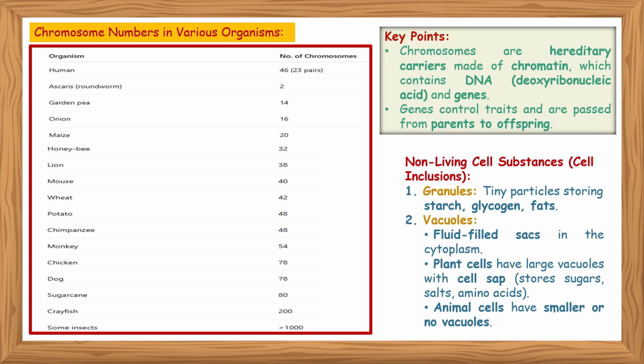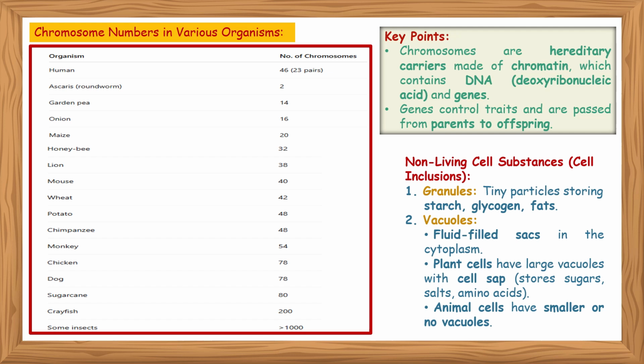These are the chromosome numbers in various organisms. Humans have 46 chromosomes, or 23 pairs of chromosomes. Ascaris, a roundworm, has 2 chromosomes. Garden pea has 14 chromosomes. Onion has 16 chromosomes, and so on. Key points: chromosomes are hereditary carriers made up of chromatin, which contains DNA, or deoxyribonucleic acid, and genes. Genes control traits and are passed from parents to offspring.